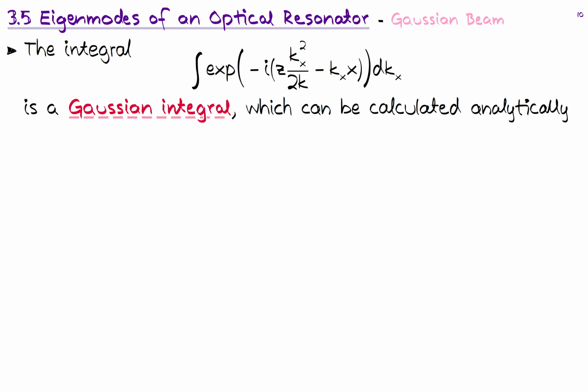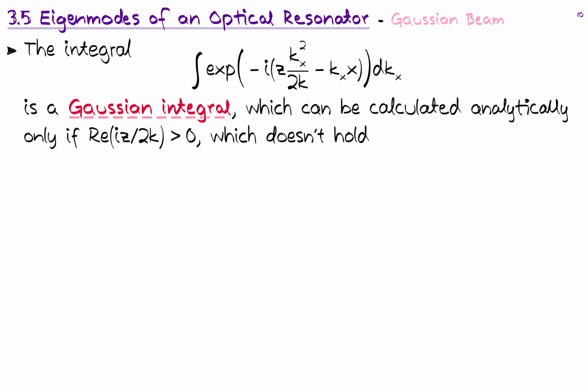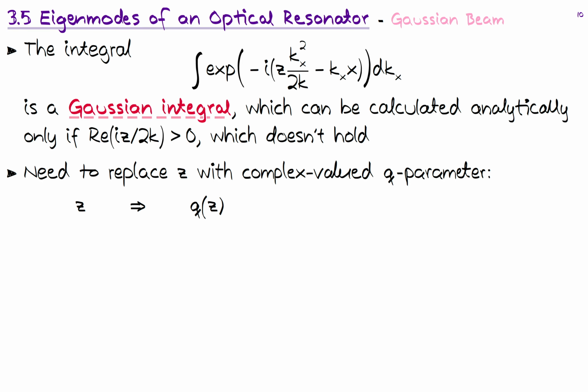And this is a Gaussian integral which could be calculated analytically if this condition held. So if the real part of iz over 2k were larger than 0, we would be able to calculate this Gaussian integral. But this doesn't hold, so what we need to do here is generalize the integral into the complex plane, so we need to replace z with a complex valued q parameter. So we are replacing z, a real valued quantity, with q that depends on z and is of this form. We have z minus i z_R, where z_R is known as the Rayleigh range.